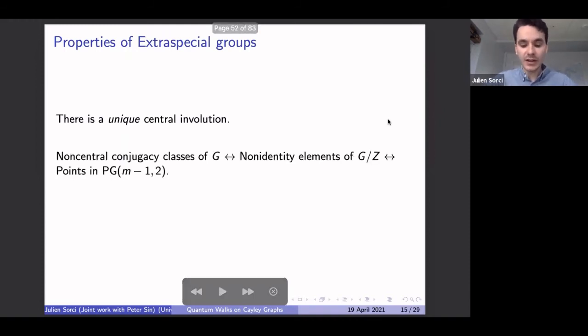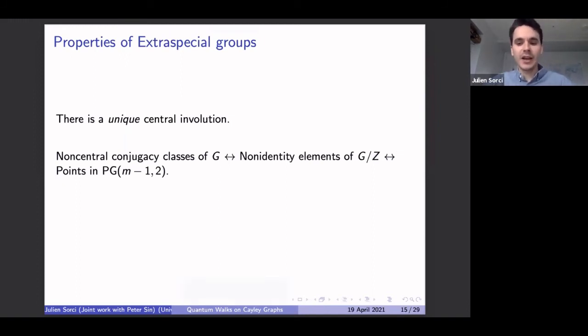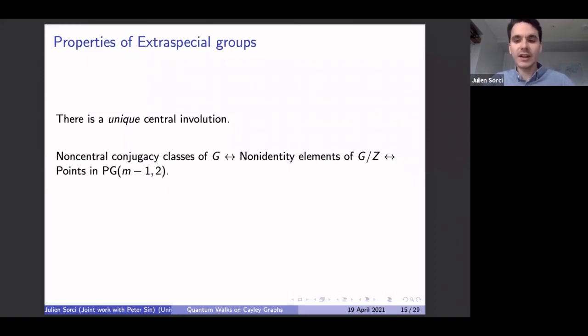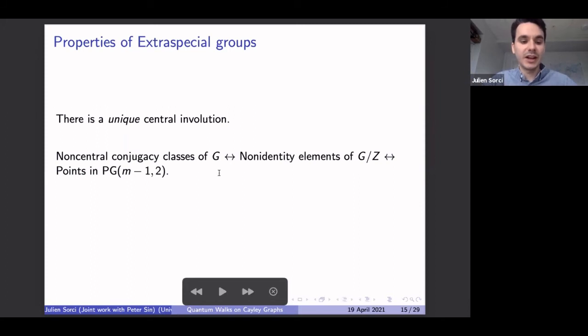Some other things that'll be helpful for us is that the non-central conjugacy classes of the group G are exactly the non-identity elements of the quotient G mod Z. And now I like to think of things geometrically. Since G mod Z is an elementary abelian 2-group, we can alternatively think of these non-identity elements as being points in a certain projective geometry. And so when I start choosing connection sets in just a second, and I start choosing non-central conjugacy classes, I'll often refer to it as just picking points in a particular projective geometry, which is nice.